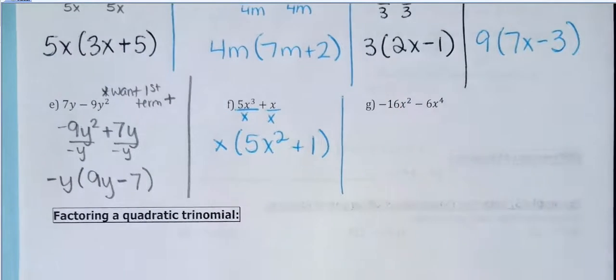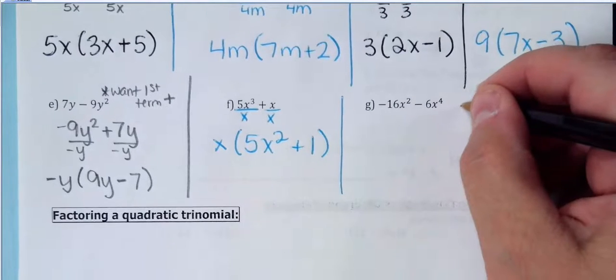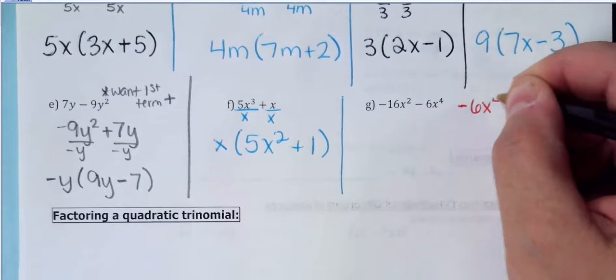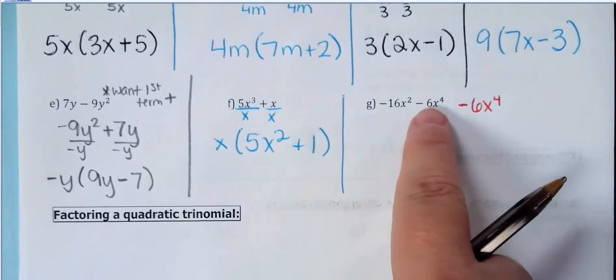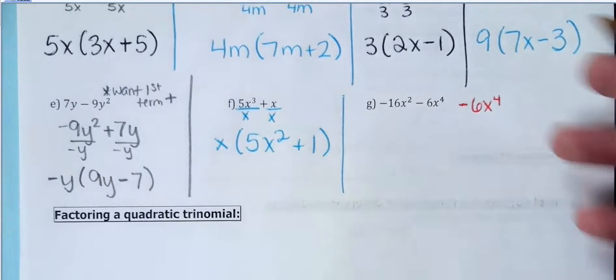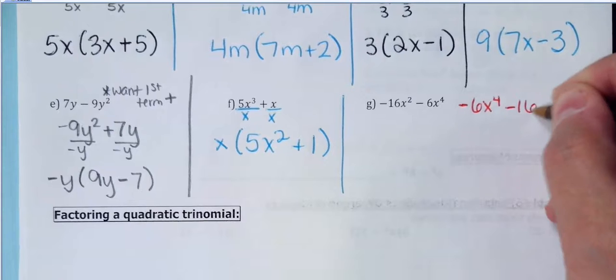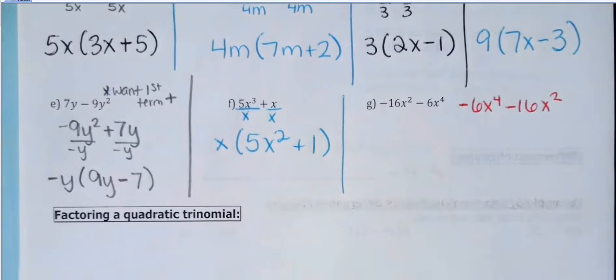All right, and then I got one more, and then we'll get into my favorite kind of factoring. Okay, so again, for this last one, I would totally recommend I just rewrite this in standard form. So I'm just going to put the highest power of my variable, it's x here, first. That term is negative 6x to the fourth, and then minus 16x squared. All right, and if I'm keeping in mind, I want to have my first term be positive in the parentheses. What could you factor out of those two?